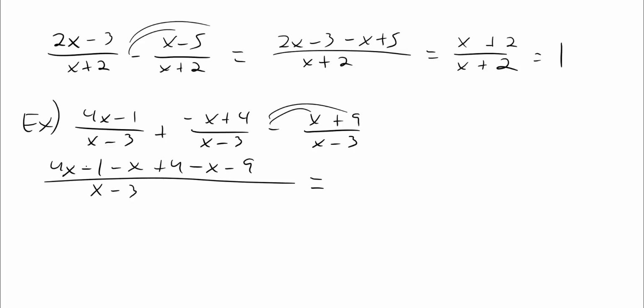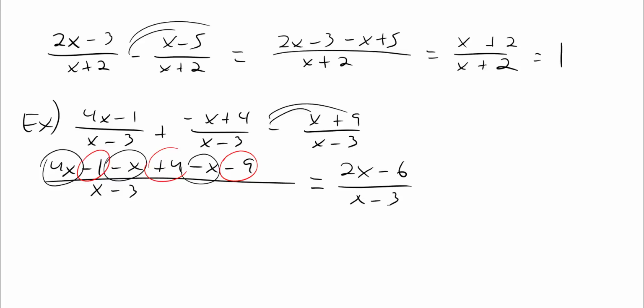So I combine my x's, so 4x minus 1x is 3x, minus 1x is 2x, so 2x. And then negative 1 plus 4 is 3, and 3 minus 9 is negative 6, over x minus 3. Okay, cool.